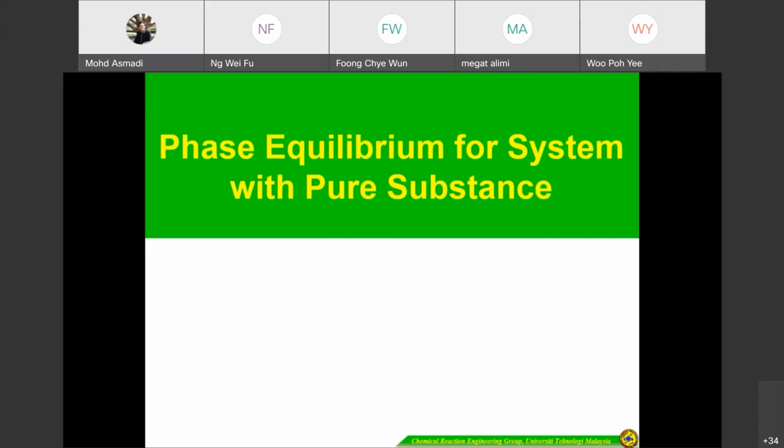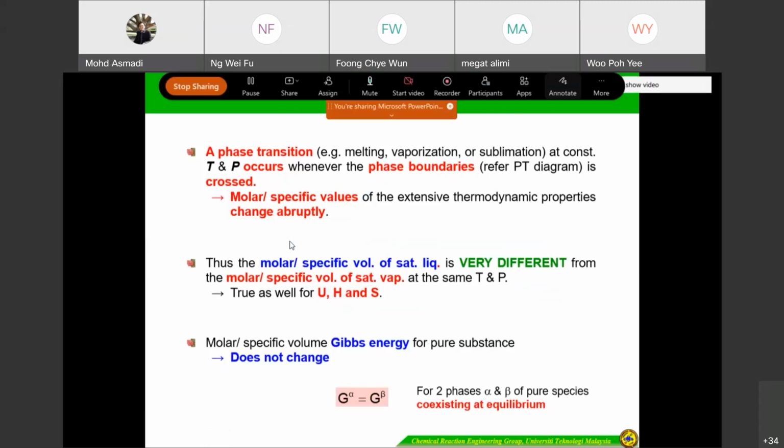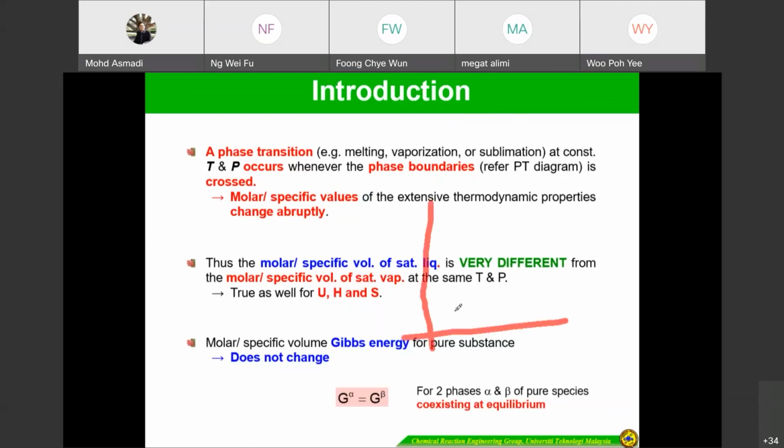Phase equilibrium for the system in pure substance. If you still remember the PT diagram, when it crosses from liquid to gas, or solid to liquid, solid to vapor, there is a boundary. If you still remember, when we cross it, we call it a phase transition. In a PV diagram you can see it clearly, but for the PT diagram it's just a line.